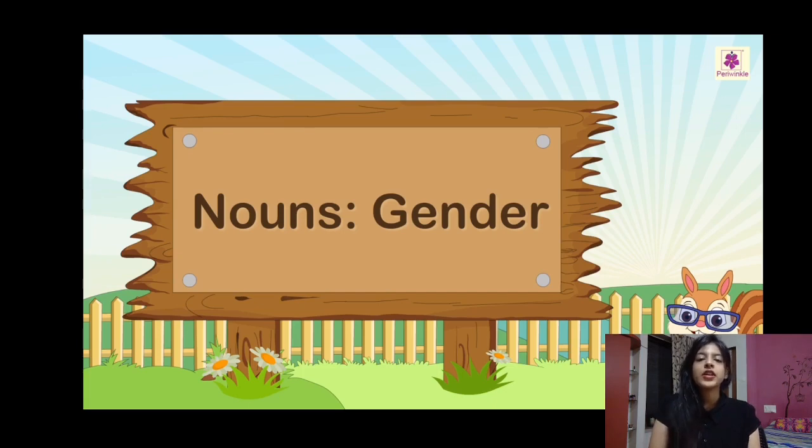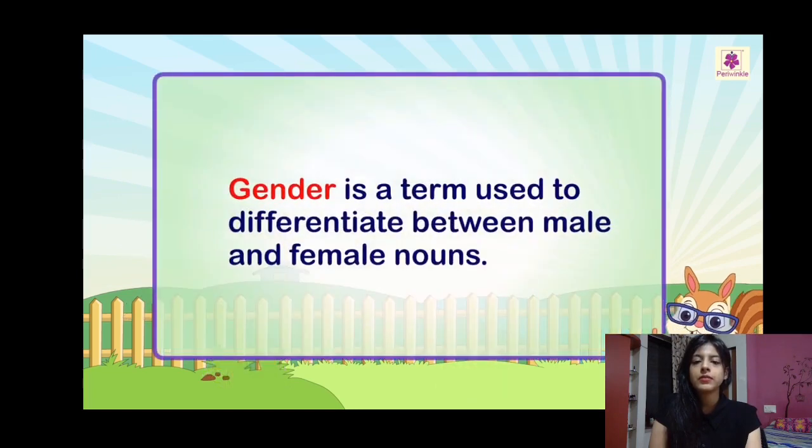Okay, so what is a gender? A gender is a word which is used to differentiate between a man and a woman. For example, if I have to differentiate between a boy and a girl, that is called a gender. There are four types of gender nouns, which are masculine gender, feminine gender, common gender, and neuter gender nouns. So in this lesson, we are going to study these types of gender nouns.